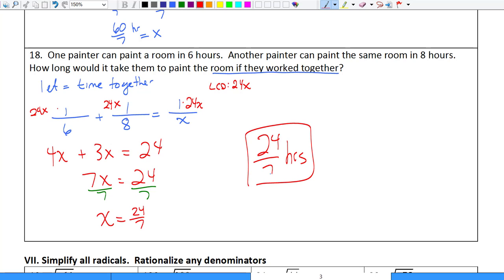Again, 24/7 hours would be an acceptable answer, but to make it a little bit more sense here, 7 fits into 24 3 times with 3 leftovers. So 3 and 3/7 hours also would be acceptable. Either of these answers would work. So if one painter can paint it in 8, another one in 6, if they work together, clearly it should be less than 6, right? Because if the one painter can do it by himself in 6, it should take him less time if he had help. So 3 and 3/7 hours, that makes sense. At least it's less than what the other painter could do by himself.